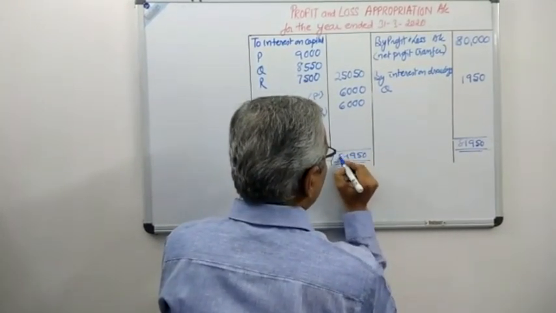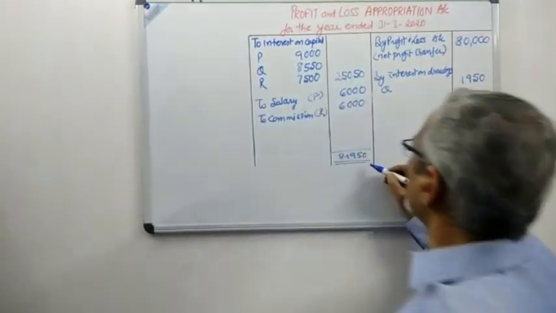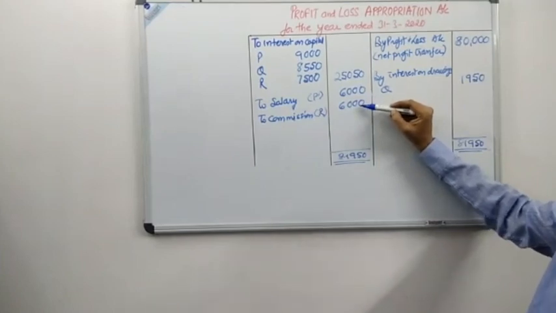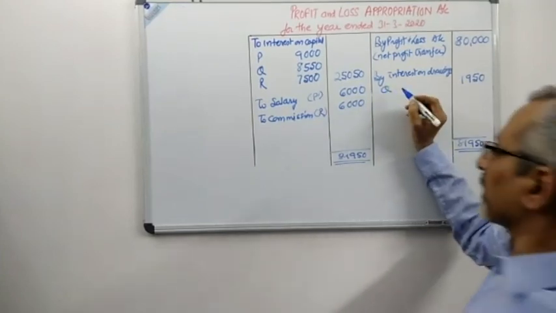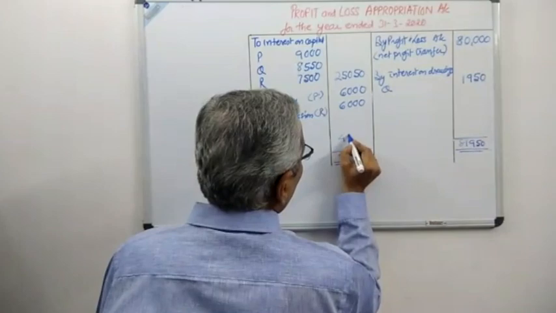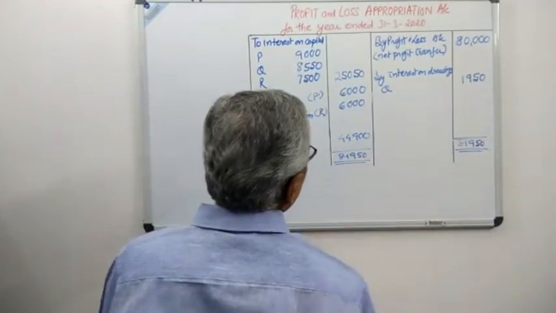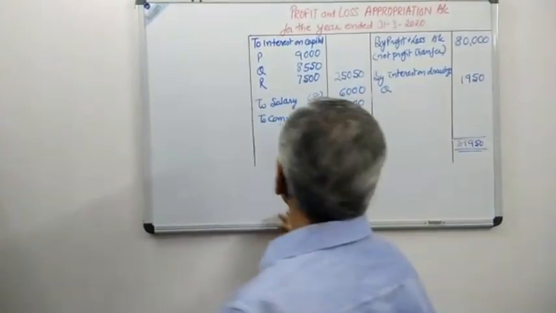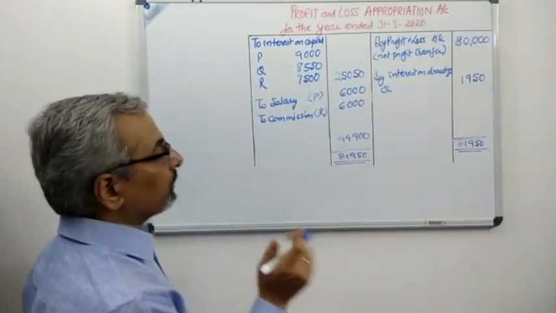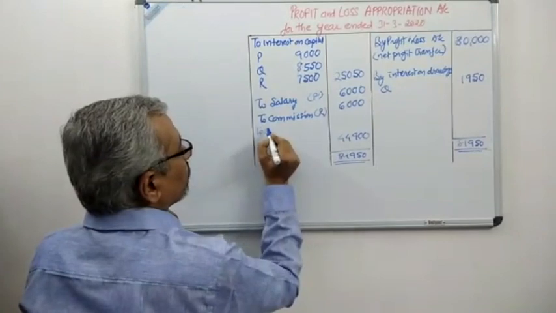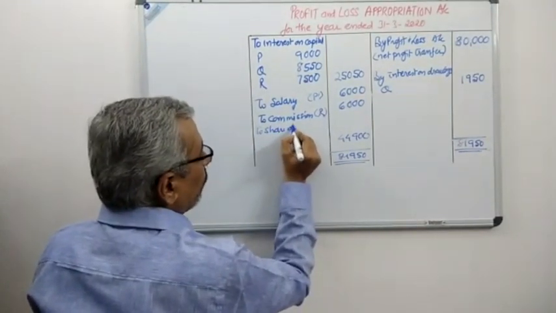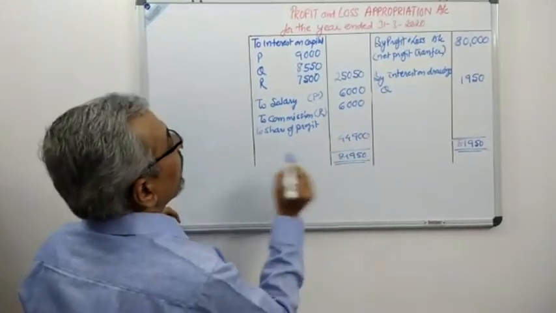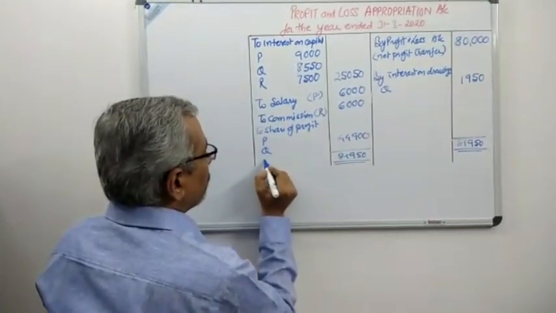Now if we subtract 25,050, 6,000 and 6,000 from 81,950, we end up getting 44,900. We end up getting 44,900, which is the profit of the firm. 44,900 is the profit of the firm, which will be distributed among the partners. So we'll write over there to share of profit, or you can also write to profit transfer, and we have three partners P, Q and R.